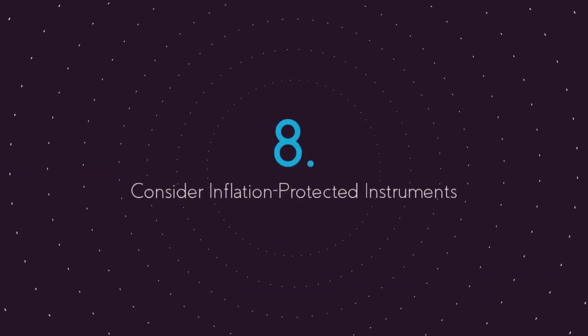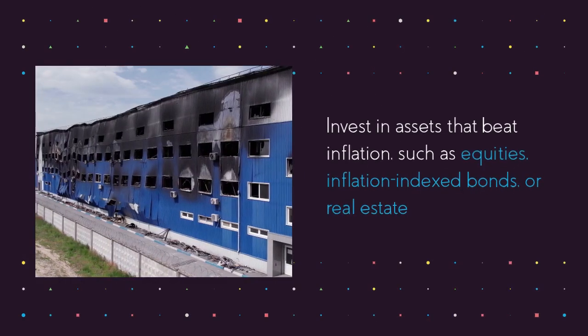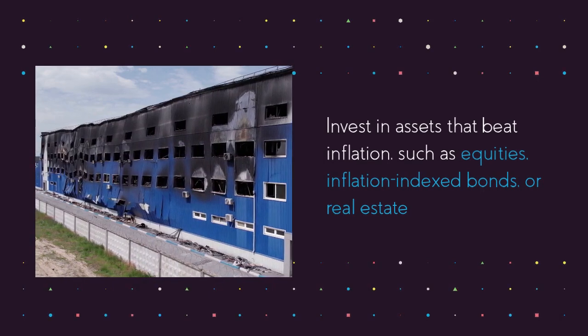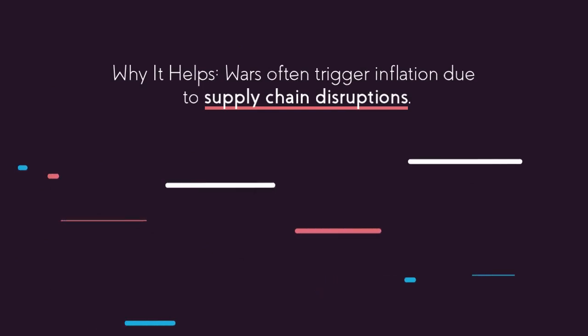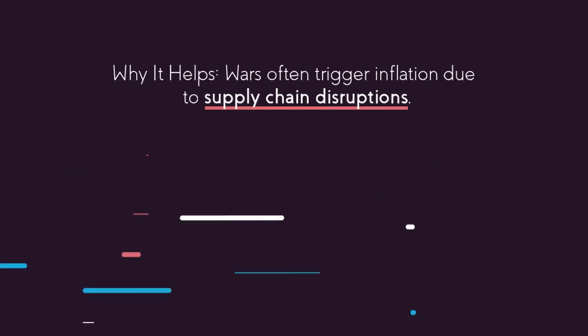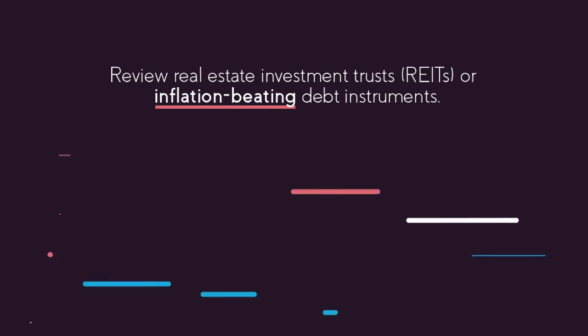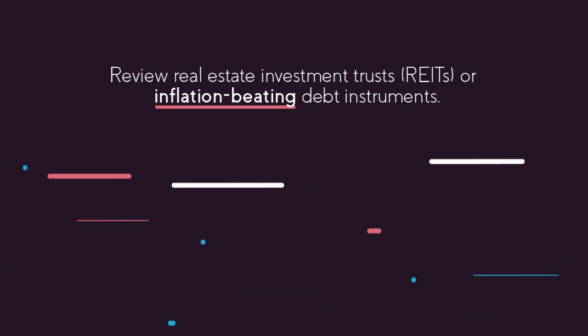8. Consider inflation-protected instruments. What it means. Invest in assets that beat inflation, such as equities, inflation-indexed bonds, or real estate. Why it helps. Wars often trigger inflation due to supply chain disruptions. Actionable tip. Review real estate investment trusts, REITs, or inflation-beating debt instruments.